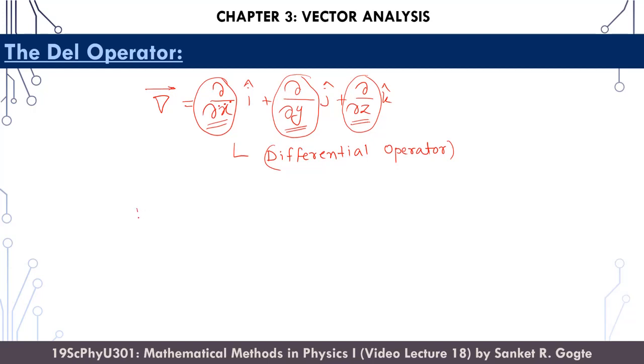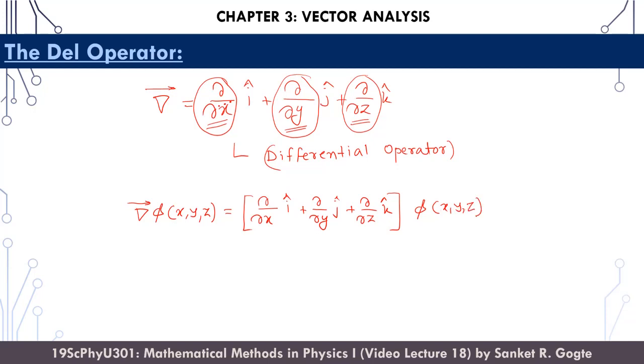For example, I can operate this del operator on a scalar field phi, and since it is a field, it is a function of space x, y, z. It is to be calculated like this. The del operator is ∂/∂x i plus ∂/∂y j plus ∂/∂z k, and we are operating this onto the scalar field phi. I repeat again, this itself has no value at any given point, but when it is operated onto a quantity, onto a field, then we can associate some value to it. This operation will give us the following quantity.